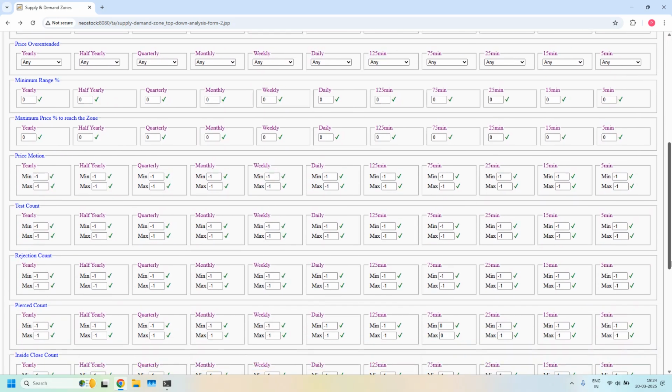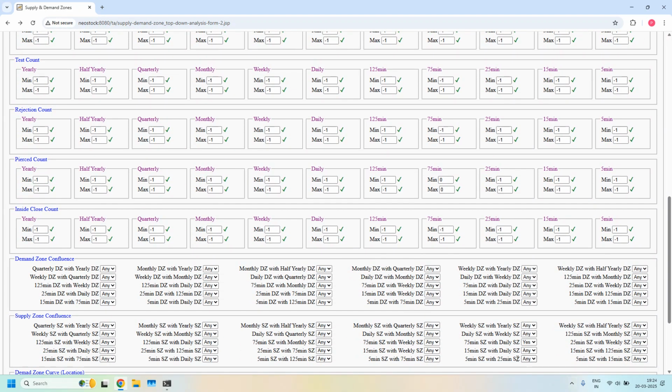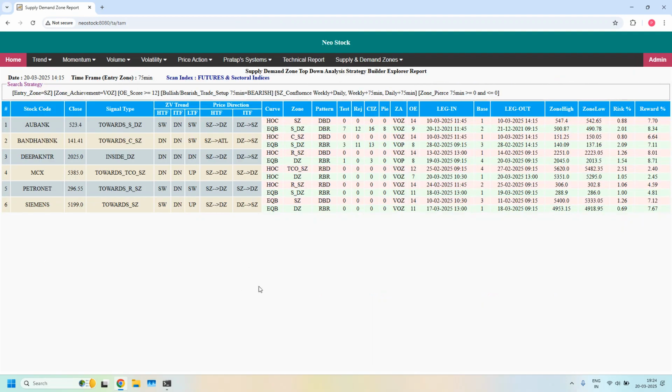In the supply zone confluence, we should set 3 filters. First filter is already enabled. Next, 75 with weekly supply zone confluence, daily with weekly supply zone confluence. With all the 3 filters, we got 6 stocks. In these 6 stocks, 75 minute supply zone overlapped with daily, both together overlapped with weekly supply zone. Weekly means HTF. HTF trend is down in 3 stocks. If these 3 stocks' weekly supply zone having weekly EMA confluence, then these 75 minute supply zones might be having more high probability to get success.